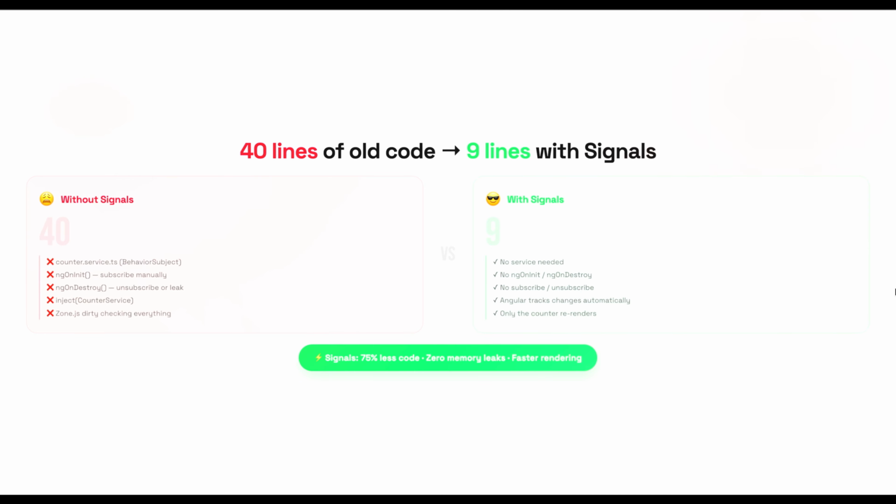And it's not just less code, it's faster code, more readable code. Code that a new developer can understand in 30 seconds. That's the real power of Signals.